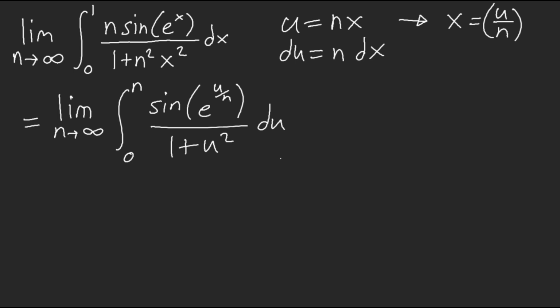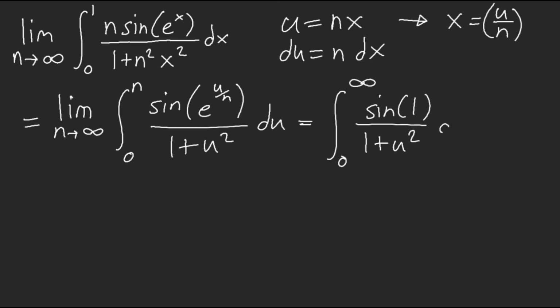Okay? Can we compute the infinity now? Is it safe? Yes, it is, because now this is u over infinity. This will be 0. This is going to be like, what, sine of 1? Yeah. From 0 to infinity, we have sine of 1 over 1 plus u squared du. This is safe. We are safe. So this integral is equal to pi over 2 sine of 1.